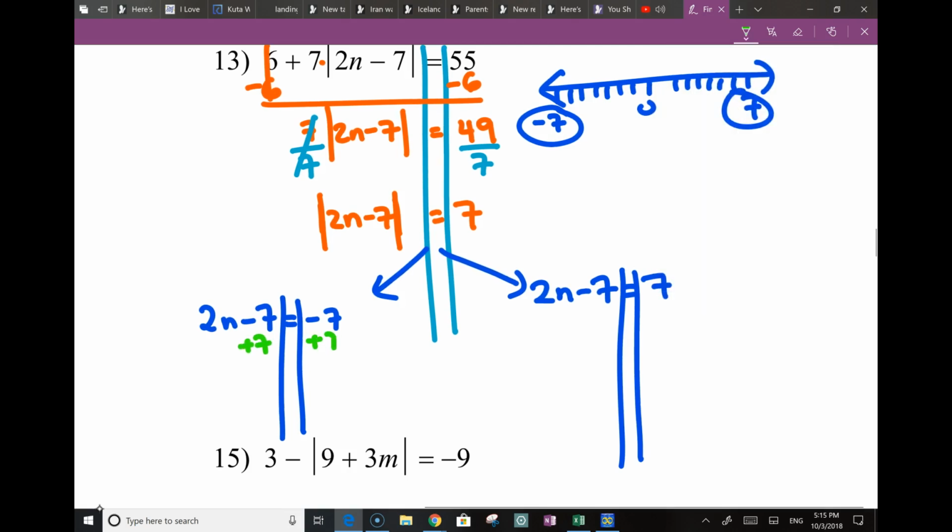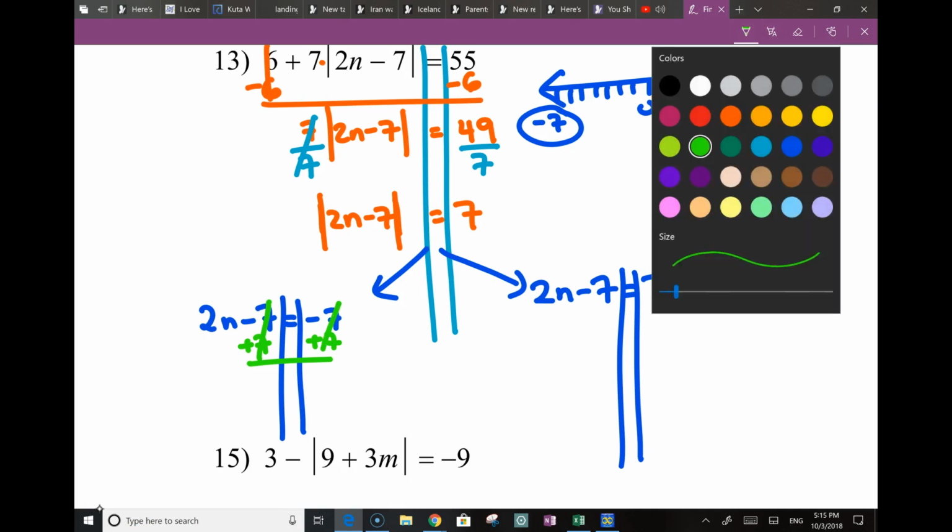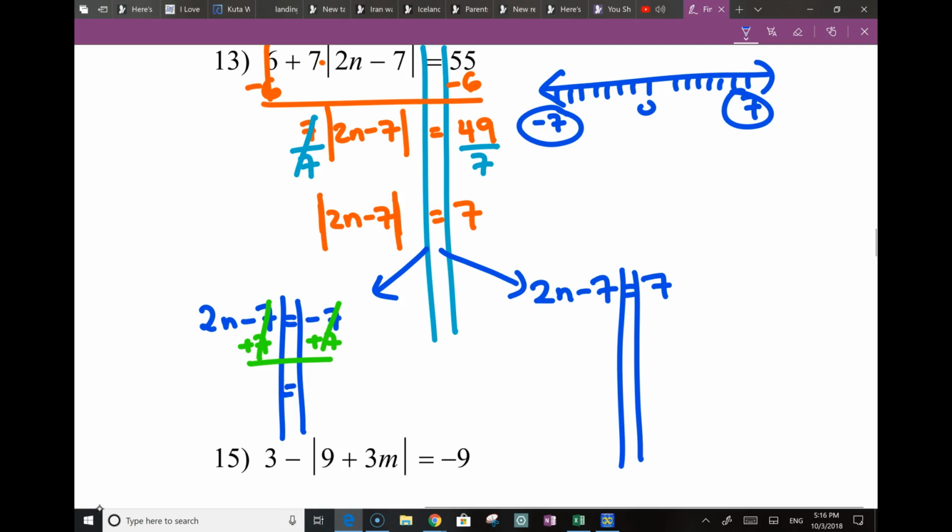Adding 7 to both sides makes this go away, and I get a 0 on the right side, which I do need to write. Always have something on the right side and left side. So 0 equals 2n. And then you divide by 2, and the answer becomes n is equal to 0. Okay, that's your first answer.